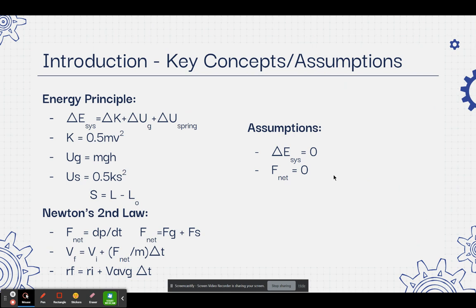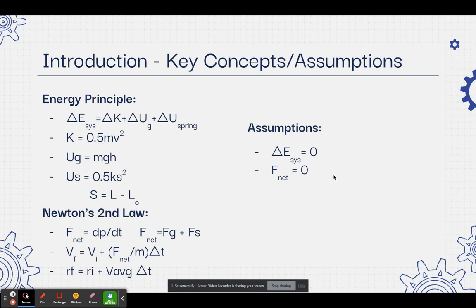Some of the key concepts and assumptions that were used in this lab was the energy principle mainly, where the change in energy of the system equals the change in kinetic energy, change in gravitational energy, and change in spring potential energy, where K, kinetic energy, is equal to 1/2 mv squared. Potential gravitational energy is mgh, h being the height, and potential spring energy is 1/2 ks squared, where s is the stretched length minus the original length. And Newton's second law is also used.